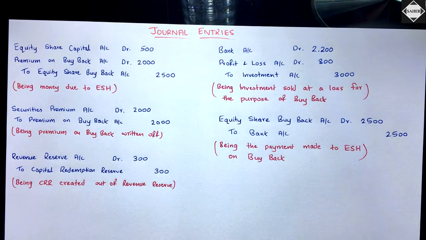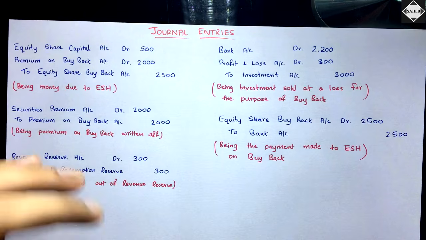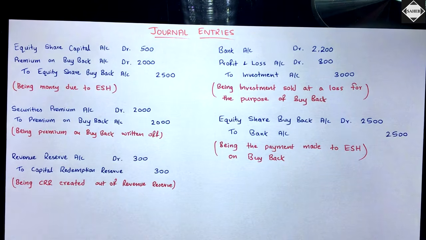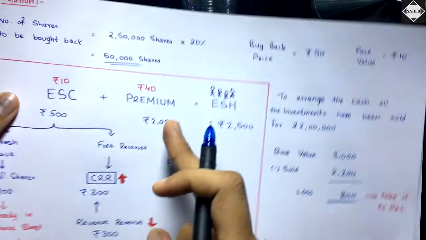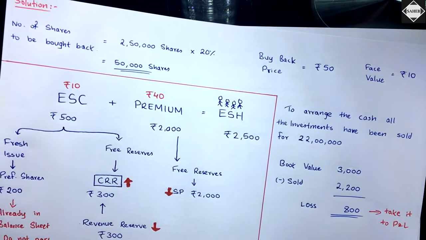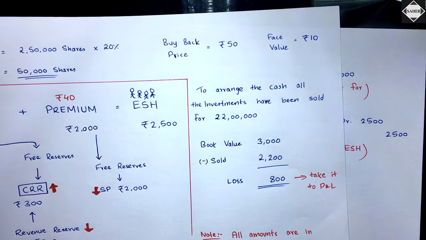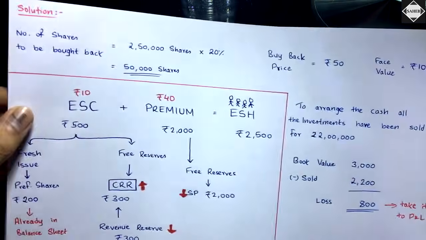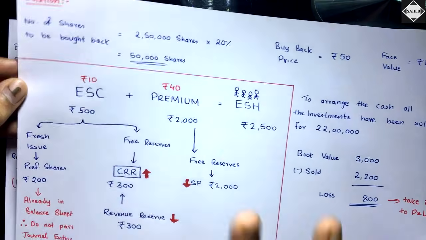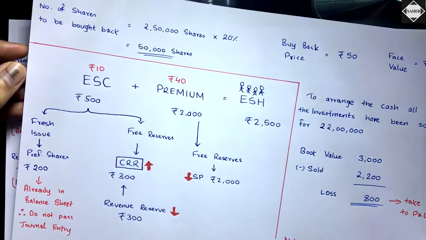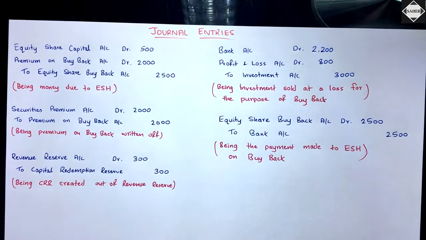Easy, right? So this is how you will pass the general entries. All the things you will have to base on this equation calculation. And then there might be some extra entries such as this investment. Some extra entries might be there, so you will have to see the question properly. But the core, the buyback part, will be based on this only. Right. So now let's see how to prepare the balance sheet after this buyback.